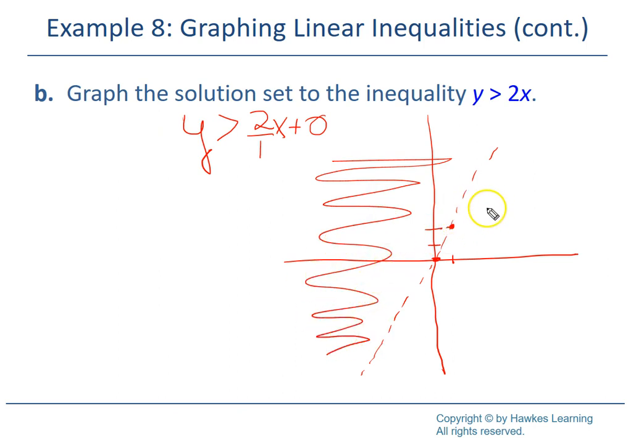Now, let's try a test point. Let's say this point right here, which is (0, 2). Now, we put that into this equation where the y is 2 and the x is 0, and we get then 2 is greater than 0. Is this true? Then this test point that we've placed is in the shaded region. And that's another way to do it.